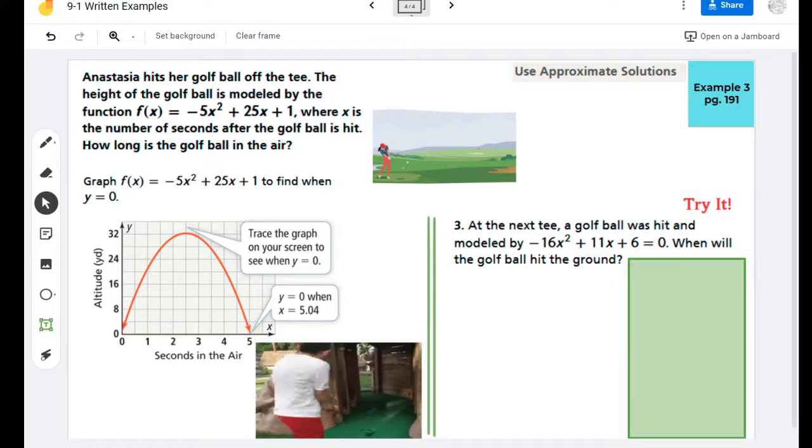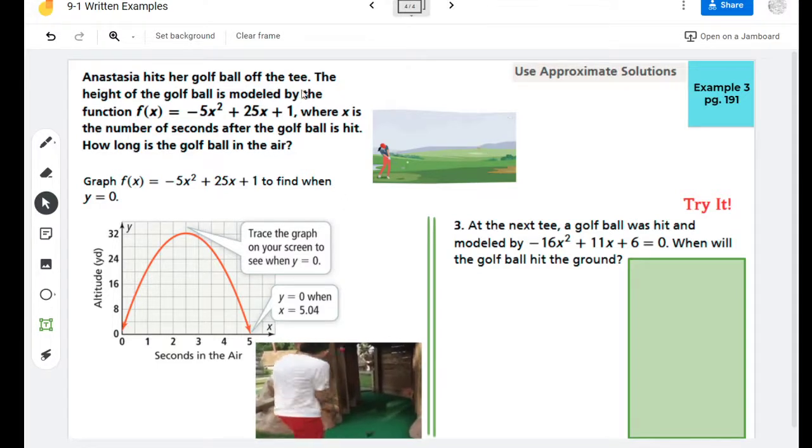In today's video, I'm covering example 3 from section 9-1 in the SavvasRealize Algebra 1 textbook. The goal of today's video is to use approximate solutions. Alright, so this is a nice golfing example. So Anastasia hits her golf ball off of a tee.